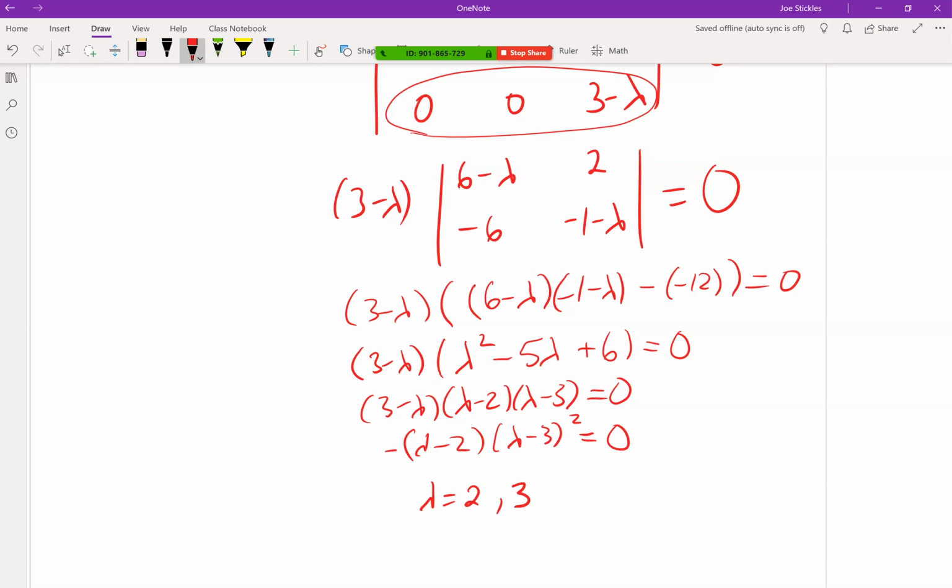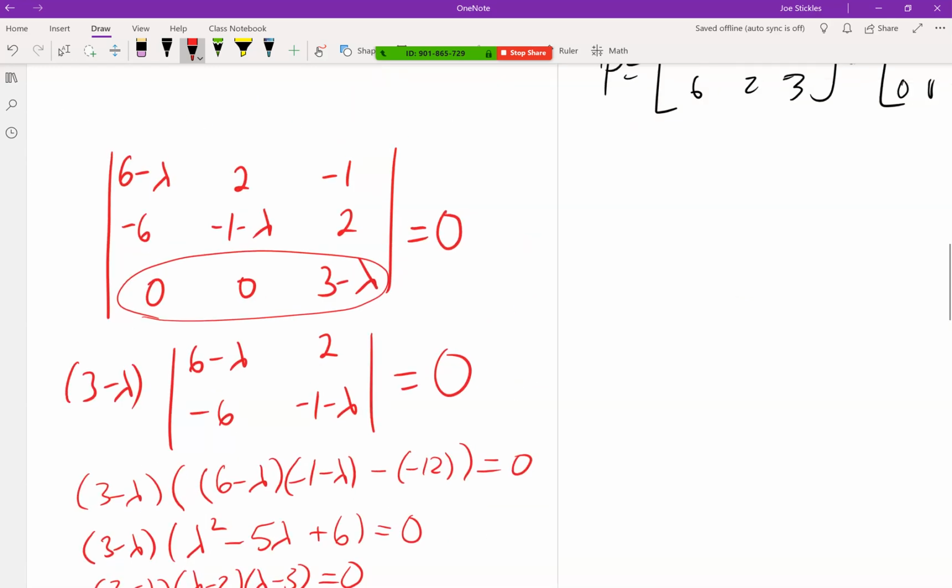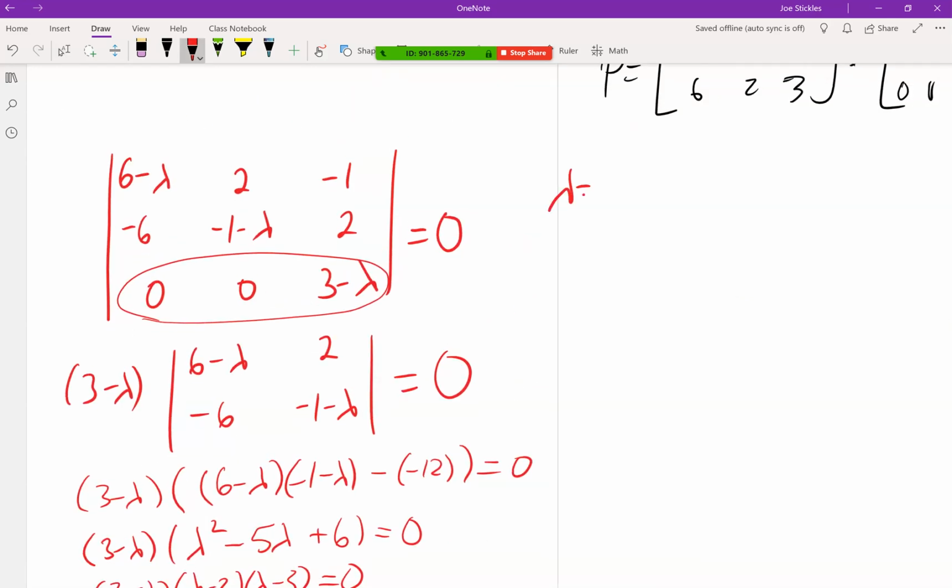All right, so let's see about finding these eigenvectors and see if we are able to diagonalize. So again, since we have a 3 by 3 matrix, we're going to need to have 3 linearly independent eigenvectors. All right, so let's do the lambda equal to 2 first. We would have the matrix 4, 2, -1, and then we would have -6, -3, 2, and we would have 0, 0, 1.